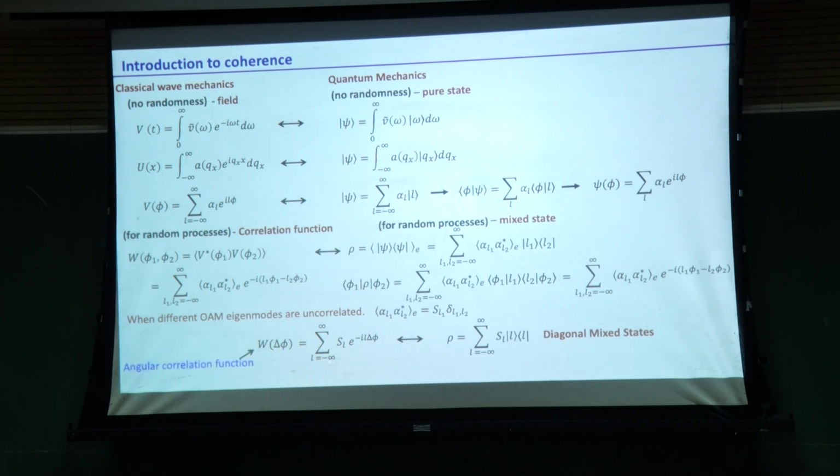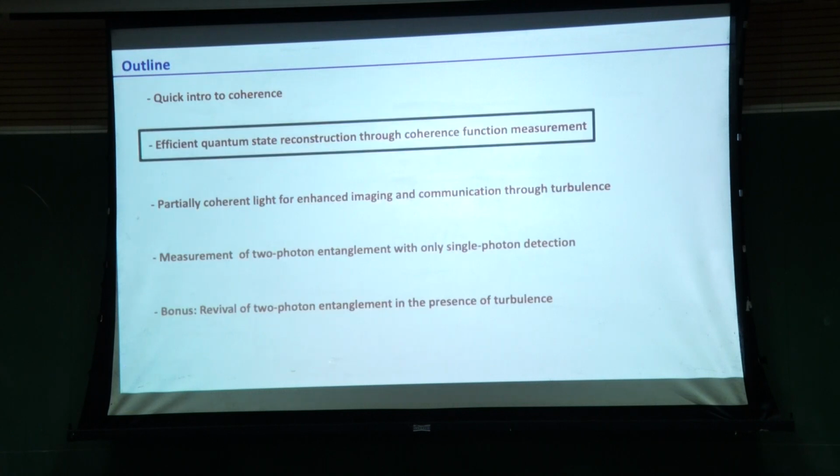So this is called the angular correlation function. This is called the OAM spectrum, and this is called the angular Wiener-Khinchin theorem. This is just for adding information. Okay, so that's a quick intro to coherence.